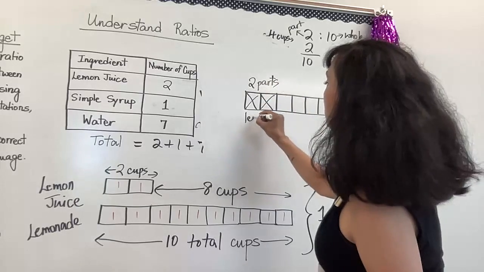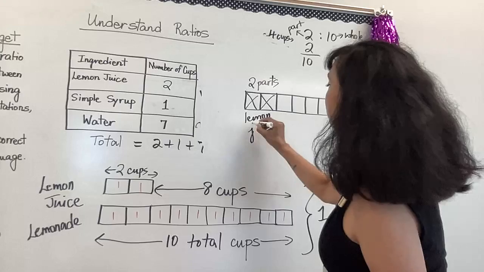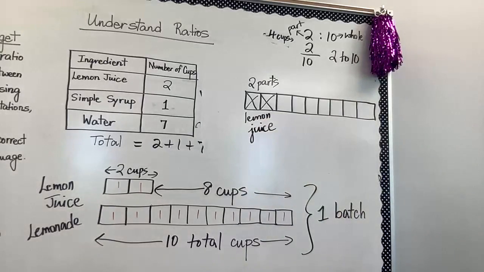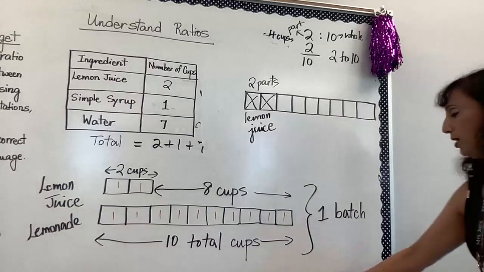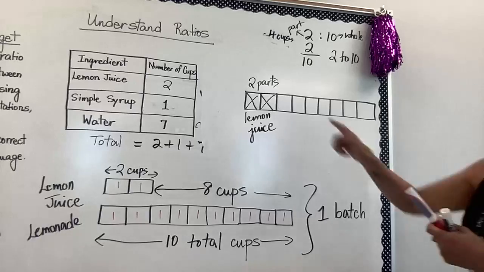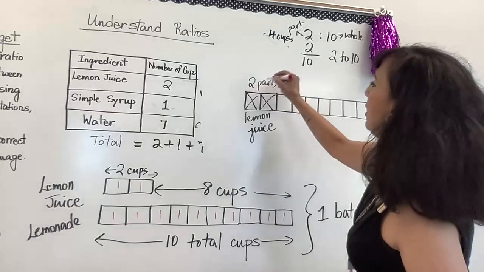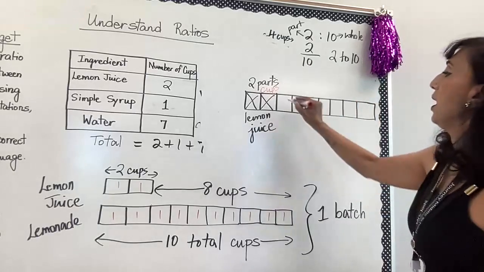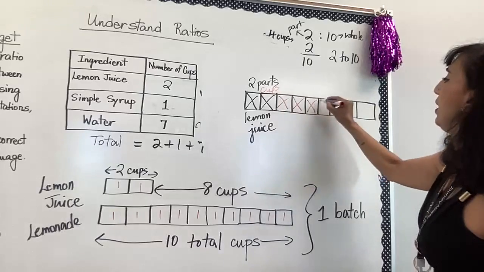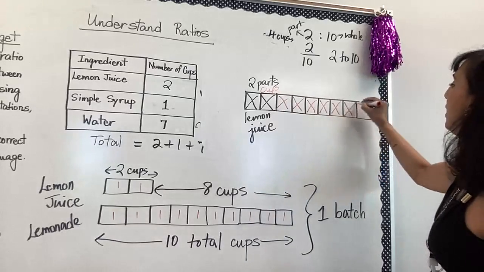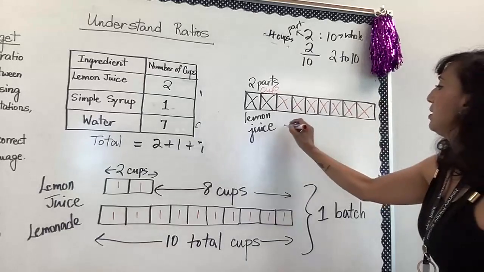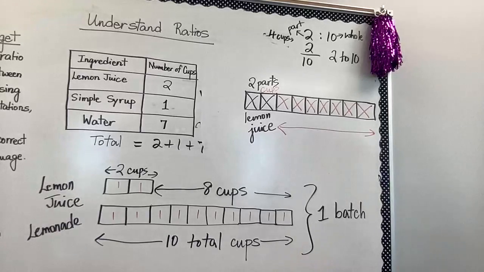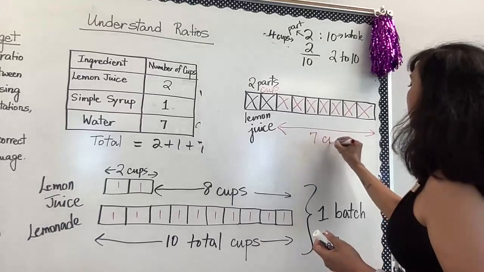And this is my lemon juice over here. All right, and then I have the 7 cups that I need of water. So this is 2 parts, which is 2 cups that I'm talking about. Okay, so these are 2 cups that I'm talking about over here. And then I have 1, 2, 3, 4, 5, 6, 7. So this much over here is the other part, which is my 7 cups of water.